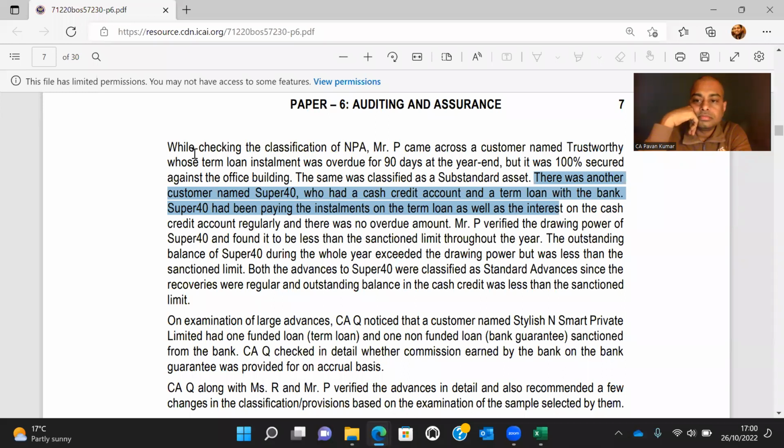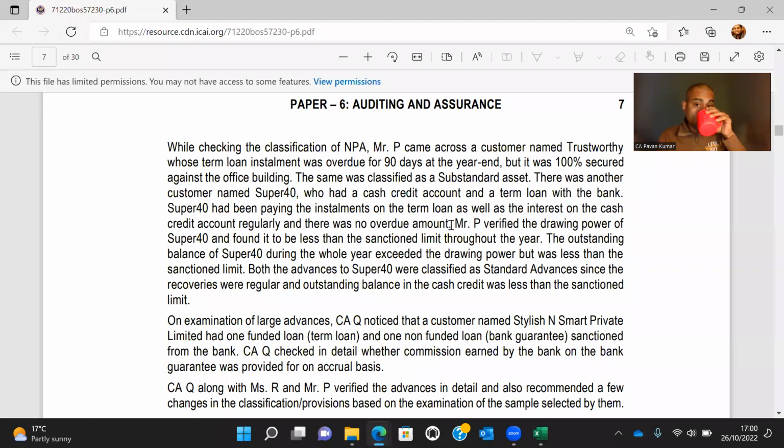There was another customer named Super 40 who had a cash credit and a term loan with the bank. Super 40 had been paying the installments on the term loan as well as the interest on the cash credit regularly, and there was no overdue amount. Can I continue? Yeah, continue.